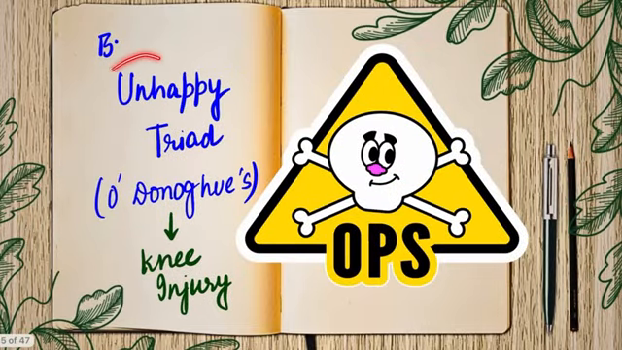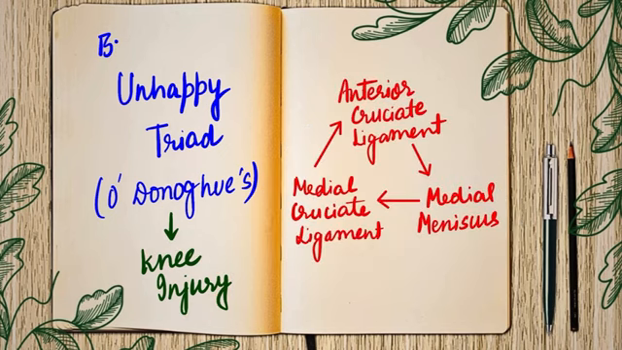Second is the unhappy triad or O'Donoghue triad, which can be associated with knee injury. So the components here are anterior cruciate ligament, medial collateral ligament, and medial meniscus. All three of them are damaged in this triad. So when these three injuries are present in the patient, we can say the patient is showing knee injury with unhappy triad. It has a very poor prognosis.